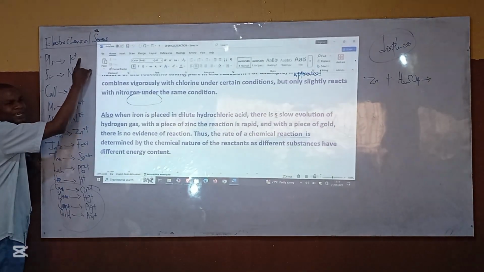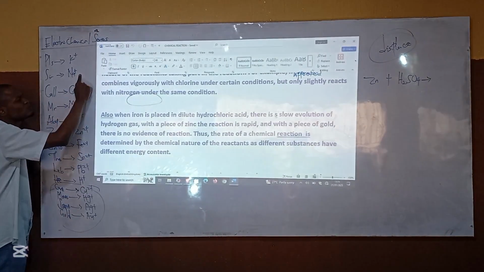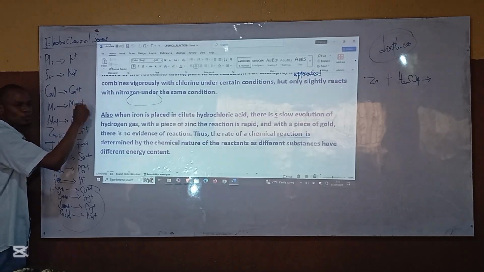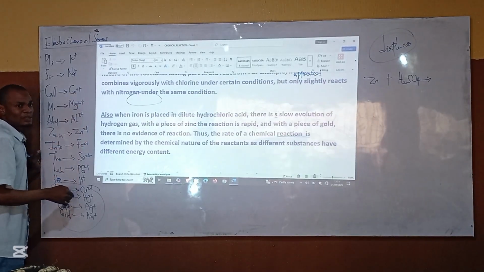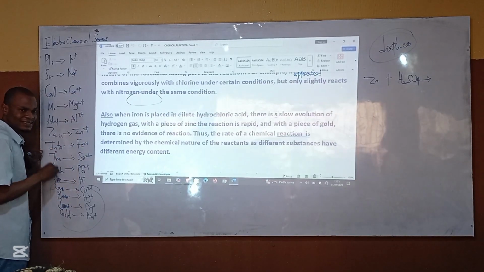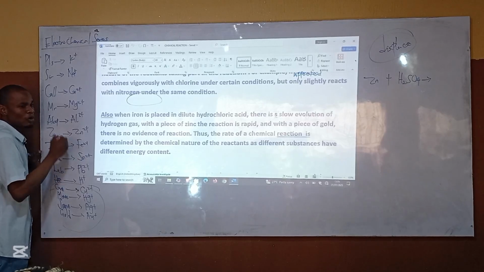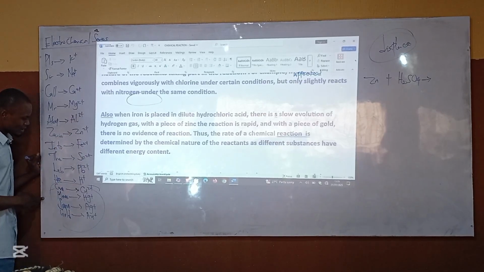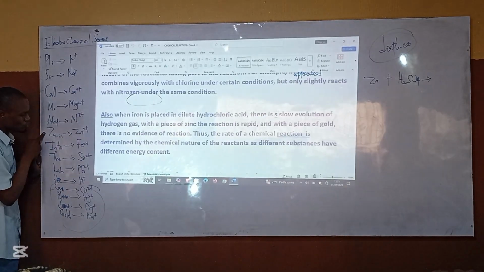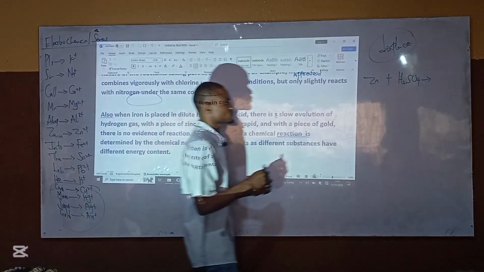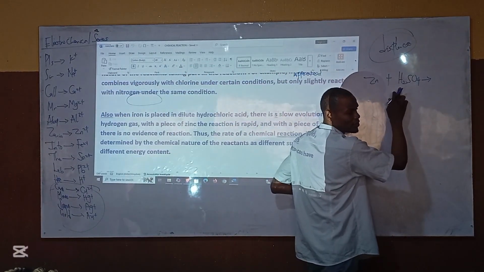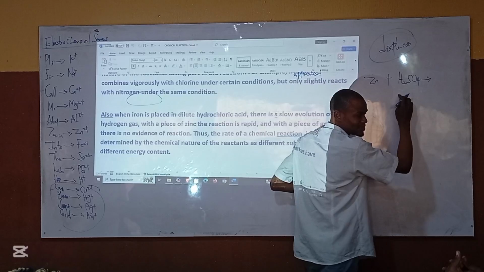This one is more electropositive than this. This sodium is more electropositive than this. The decreasing order, everything, all the arrangement of positivity. Now look up. Zinc can react with and displace what? Hydrogen from this acid.